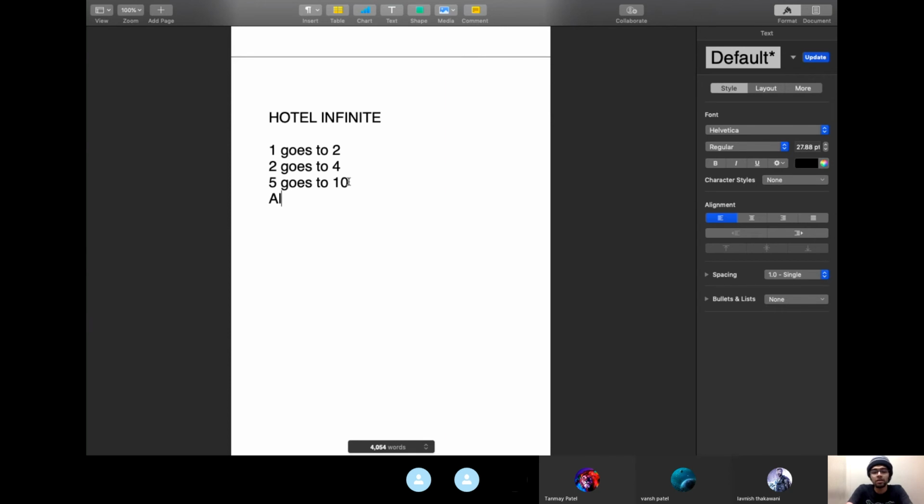So all the even numbers are occupied. All the odd numbers are vacant. And I tell all these people to move into the odd numbers because there are infinite odd numbers. So they move into my hotel. This is a very, very strange concept to understand because we initially said that there are infinite people and infinite rooms and all of them are taken.